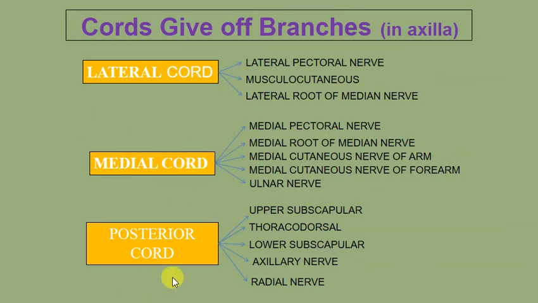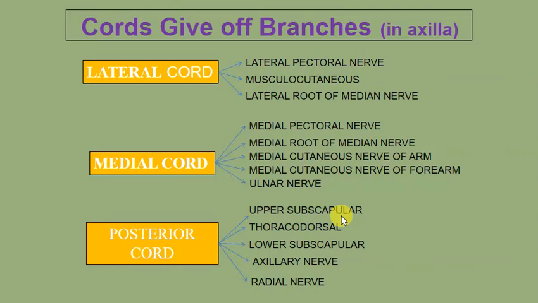And then we have the posterior cord. In the posterior cord, as we said, the major branches are the axillary and the radial nerve. But you have other nerves, for example the lower subscapular nerve, the thoracodorsal nerve, and the upper subscapular nerve. Some of these are smaller branches of the brachial plexus, but they are very important because in your dissection you will encounter a nerve like the thoracodorsal nerve, and you will not know where it is coming from.